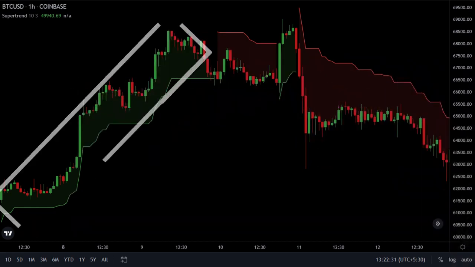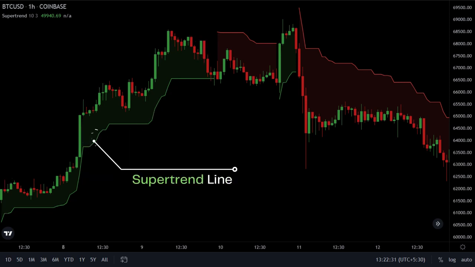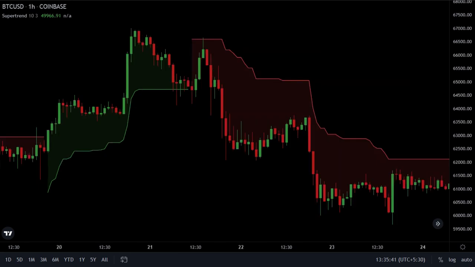Here in this chart, we can see that the price is in an uptrend, and this green line is the Supertrend line. That is, as long as the price remains above the green line, the uptrend will continue. When the price breaks through this green line, we can see a change in Supertrend with a red line appearing above the price. This is a sign of a change in trend. As a result, it indicates that the downtrend has begun. Basically, when the Supertrend turns green, we have to buy, and when it turns red, we have to sell.